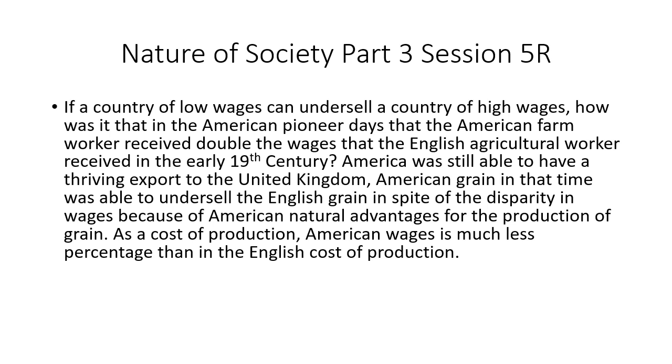The American farm worker received double the wages that the English agricultural worker received in the early 19th century. America was still able to have a thriving export to the United Kingdom. American grain in that time was able to undersell the English grain in spite of the disparity in wages because of American natural advantages for the production of grain. As a cost of production, American wages were a much smaller percentage than in the English cost of production.